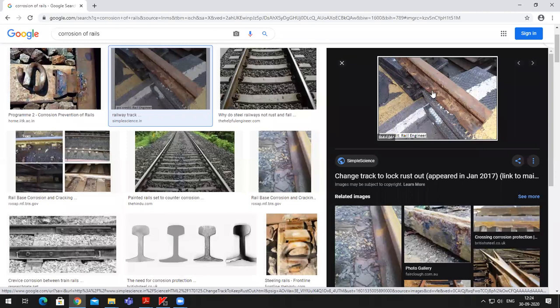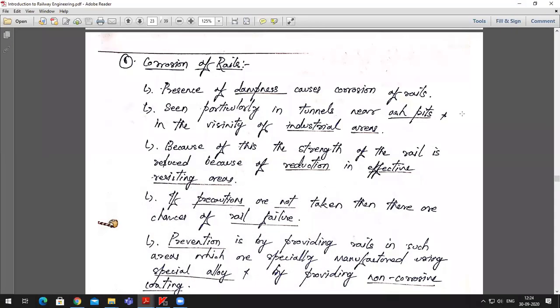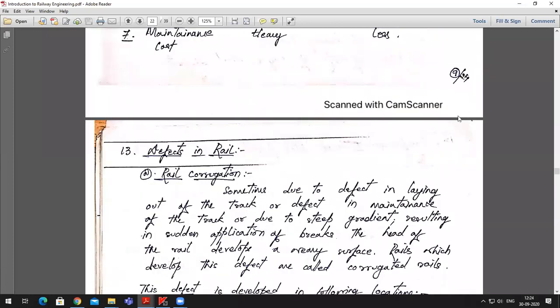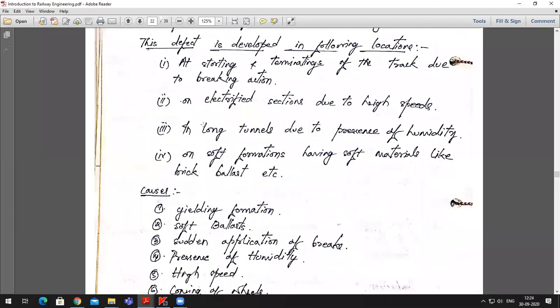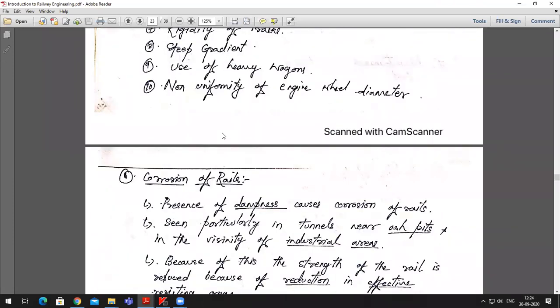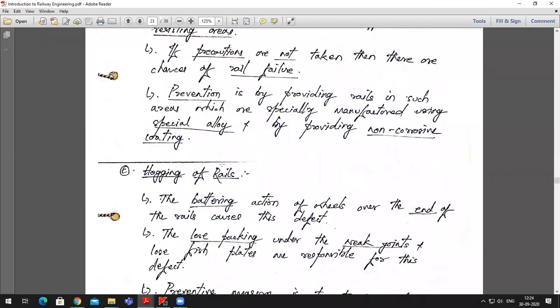Now, if you use these kinds of rails along the railway track, there might be chances of severe accidents. You don't want those kinds of accidents to take place, and hence you need to maintain the rails properly. So the first defect that we studied was rail corrugation. The second prominent defect, there might be many defects, but only a few are listed because a few are very prominently seen in most places. So this is about corrosion of rail.